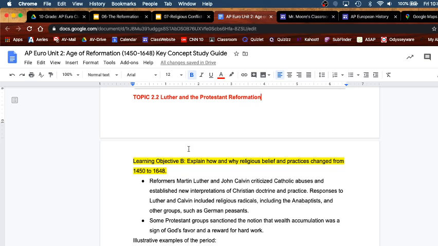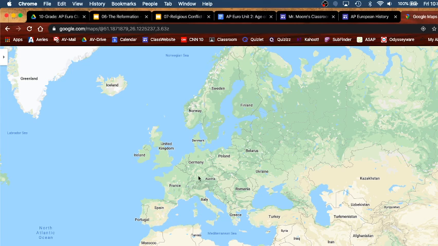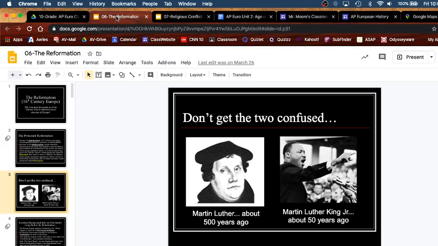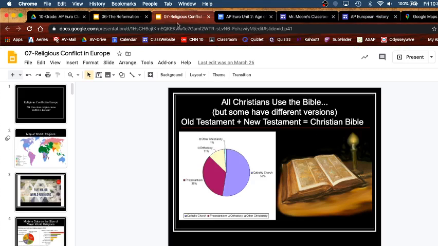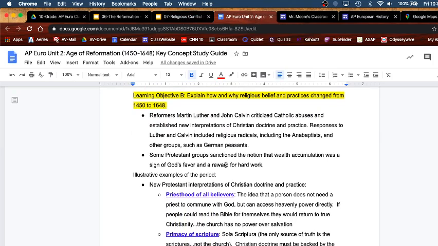And so without further ado, we're going to dive into this study guide and try to use it to coach us along. I'll pull in some geography to help remind us where and what we're talking about. I'll also be bringing in some visual aids from past lectures to help students, to the best of our ability, understand all about the Protestant Reformation. The learning objective here, learning objective B, says, explain how and why religious beliefs and practices changed during this time period of 1450 to 1648.